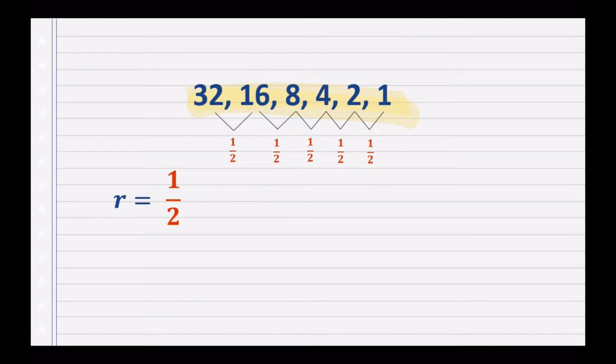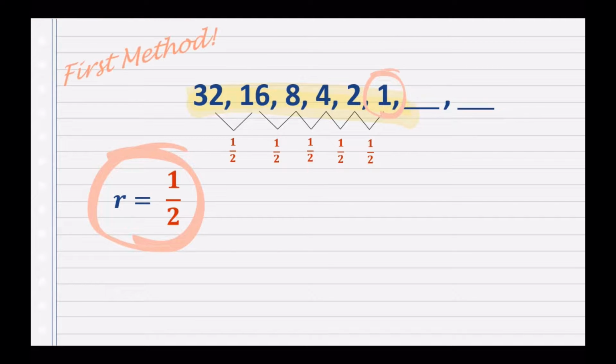Now that we have already found the common ratio, we can now easily find the next few terms of this sequence by multiplying the last given term to the common ratio. And this would be our first method in finding the next few terms of our geometric sequence or even the nth term. So in our sequence, we have here 1, the last term, times the common ratio 1/2 is equal to 1/2. So our next term for this is 1/2.